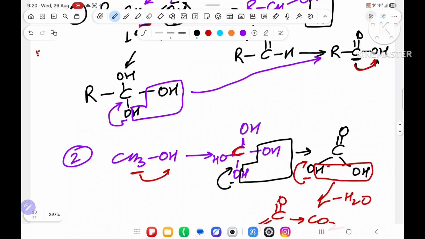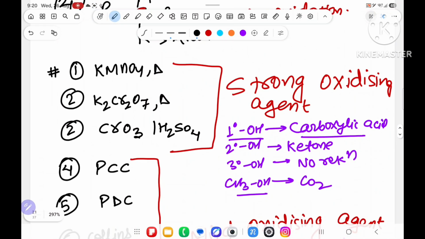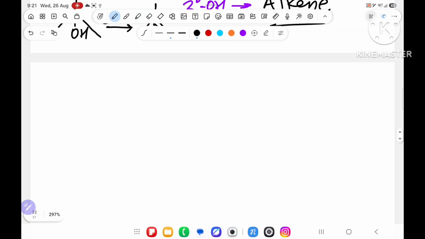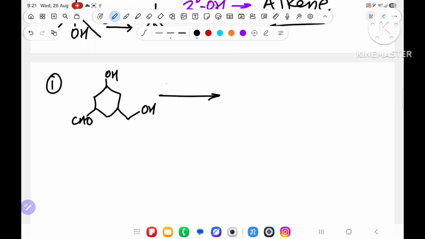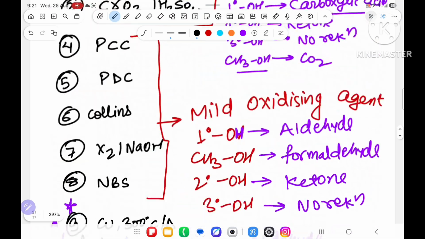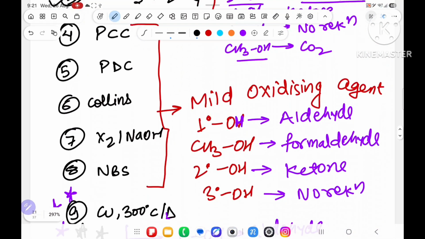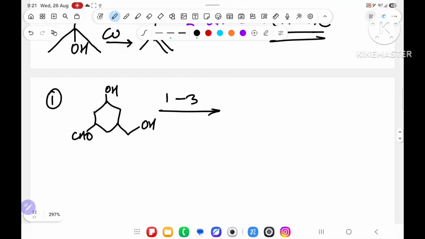Though I have dictated how the oxidation will happen, the outcome depends on the reagent. Suppose I take some examples to make you understand. In the first example, I have taken OH over here, OH over here, and CHO over here. Now I am taking the reagents from 1 to 3: first, second, third. So with 1, 2, 3, what will happen?